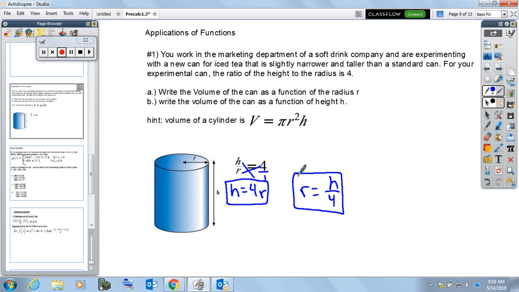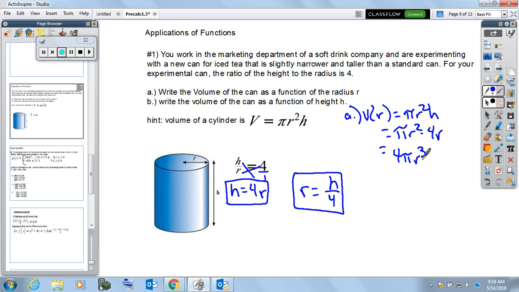So let's take a look. For part A, it says V of r. That's what it means. It wants to know the volume with respect to radius r. So I know that the volume is pi r squared h, but I cannot keep h in there. What I have to do is take what I know about h and use that information. So pi r squared times 4r, which in the end is 4 pi r cubed. That would be the volume as a function of r.